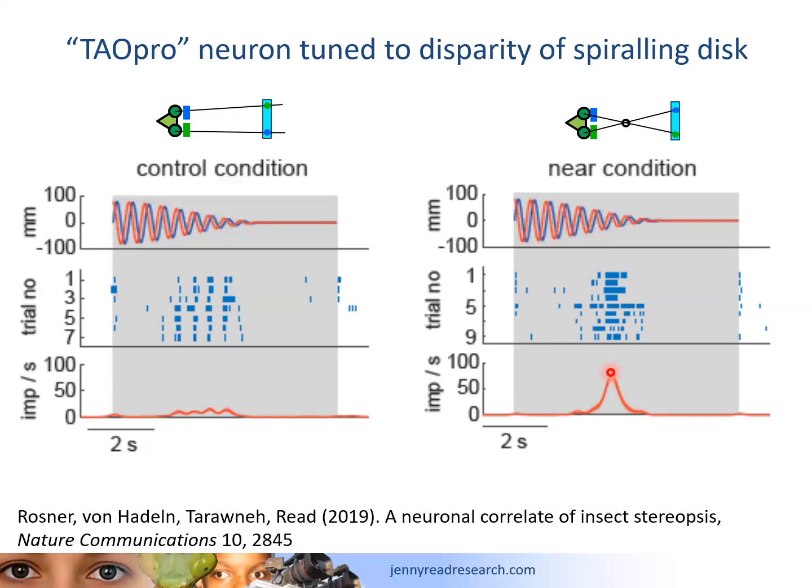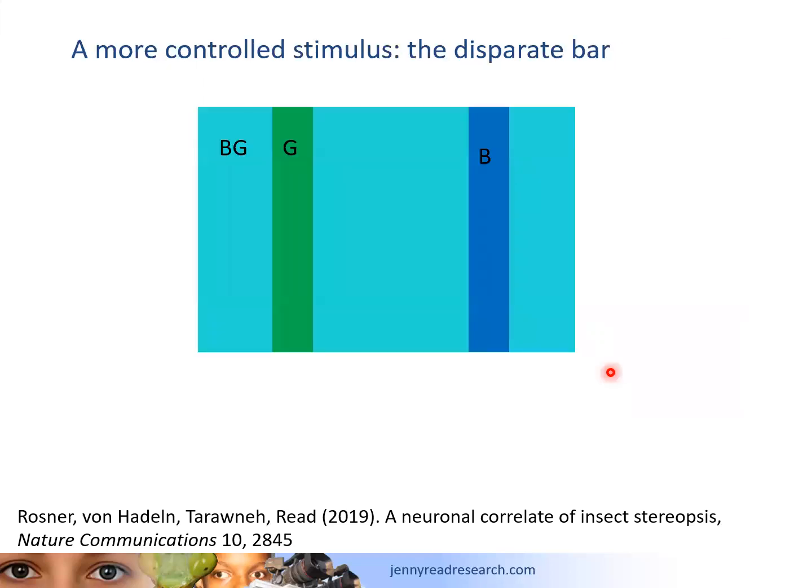But I'm aware that you don't even know that this neuron is binocular, right? Imagine it has a receptive field that happens to be more activated by the crossed disparity than the uncrossed. It could even be a monocular neuron. So to really try and get access to what's going on, we used a much more controlled stimulus, which we call the disparate bar. And here's an example shown here. So we've got green and blue bars on a cyan blue-green background.